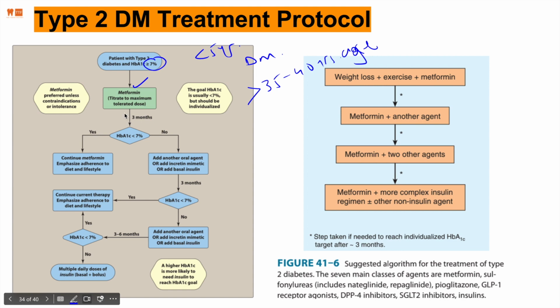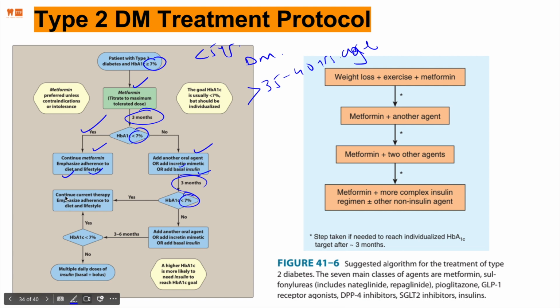Okay, so titrate to maximum dose tolerable for 3 months. Then if the HbA1c is less than 7, continue metformin, diet and lifestyle changes. But if the HbA1c is not controlled, then add another oral agent such as incretin or insulin for 3 more months. Check if the HbA1c is less than 7.